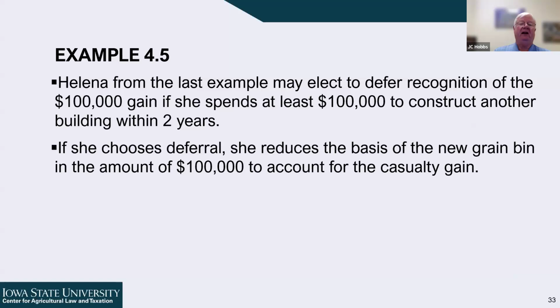So Helena, again, elects to defer recognition on that gain. If she spends at least $100,000 to construct another building within 2 years, she can actually defer recognition. So if she chooses the deferral, she reduces the basis in that new building by $100,000 to account for that casualty gain. It's amazing. I went through these slides many times and I kept missing that.